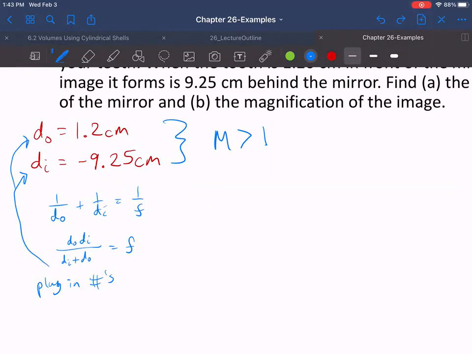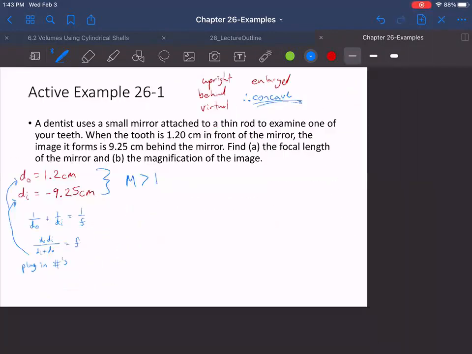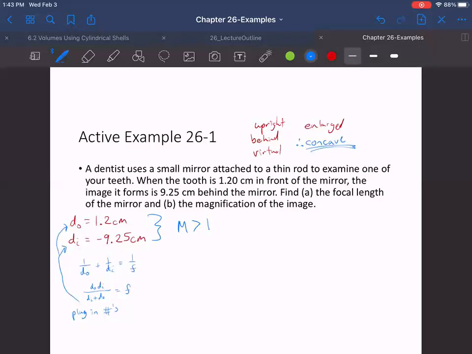you should end up with that, which is going to make sense because both the numerator and the denominator here will both be negative numbers because DI is negative. And so the numerator is a negative times a positive. That's going to be negative. And then in the denominator, you have a larger negative number plus a smaller positive number. That's going to make a negative number. So you should end up with a positive focal length here, which is what we would expect for concave mirrors.